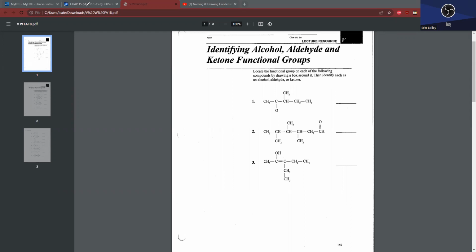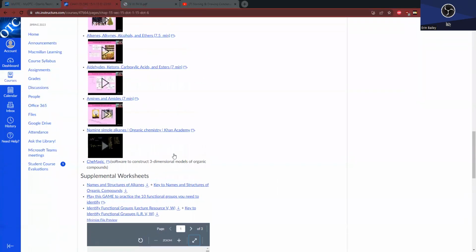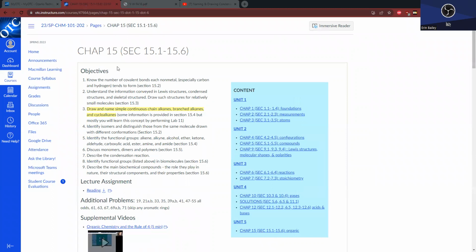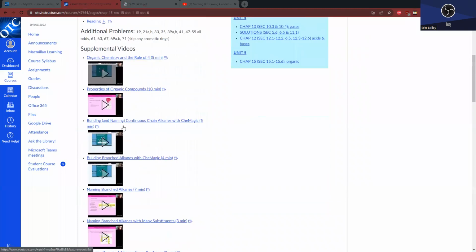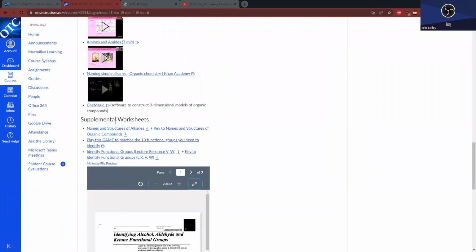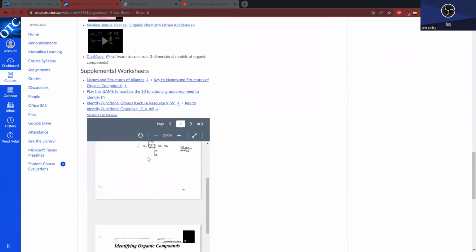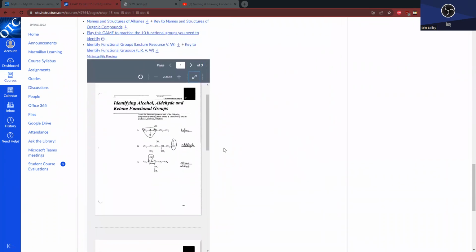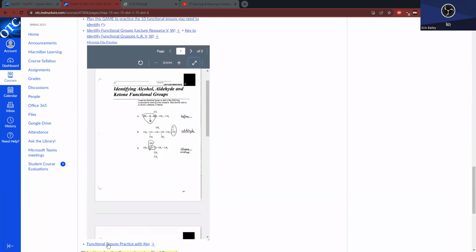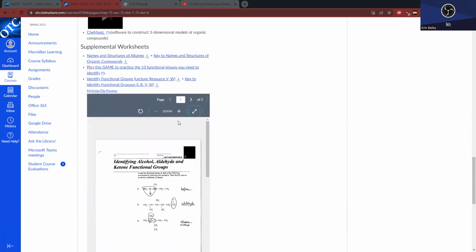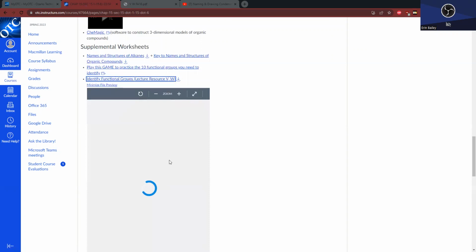You can go to Canvas. Oh, actually, I should probably stop annotating. You can go to Canvas and in the last unit, chapter 15 here, I just clicked on that link. I went down below all the videos in between, supplemental worksheets, and this is the functional groups. This one is a little weird. It's just like an extra one. Yeah, this one has the key connected to it. This one is a little funky. This one is okay, this one right here. I would just click this one and do it. This is the one without the key.